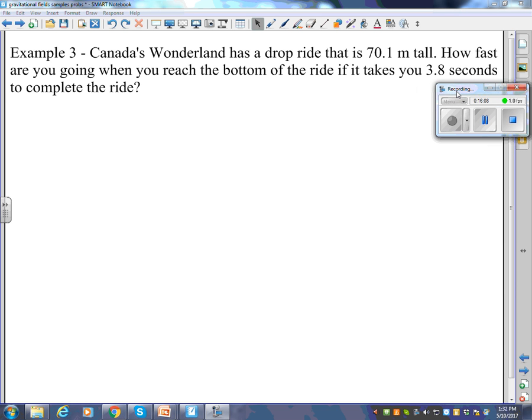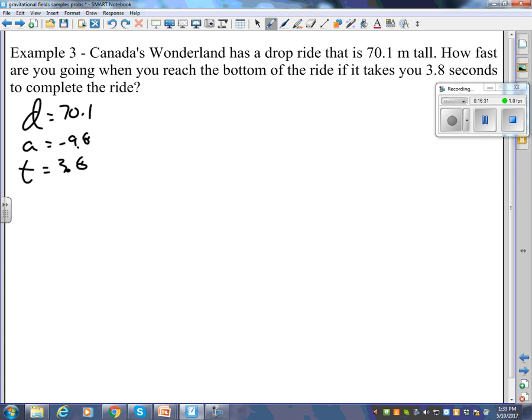Okay. So this one here is a drop ride. It's 70.1 meters tall. How fast are you going when you reach the bottom if it takes you 3.8 seconds to complete it? This time I know the displacement. I always know the acceleration. And I know the time. What do I have to find? How fast are you going when you reach the bottom? I'm solving for VF. Do I know the VI? Yeah, it's a 0. So I know a lot of things. That's 3.8.